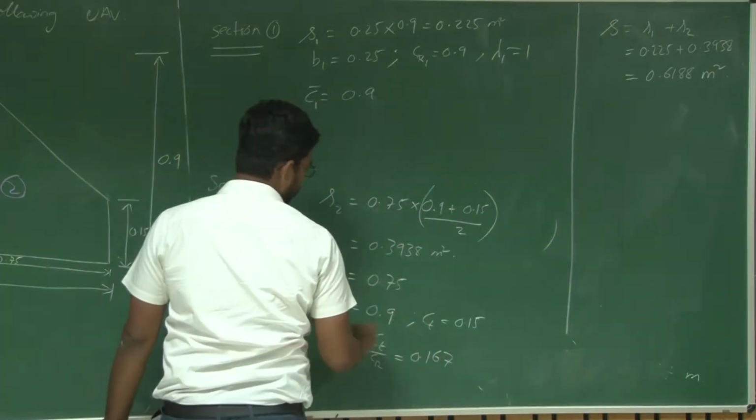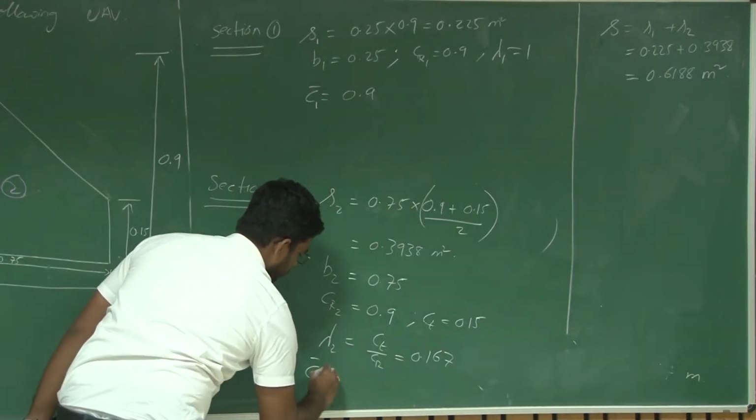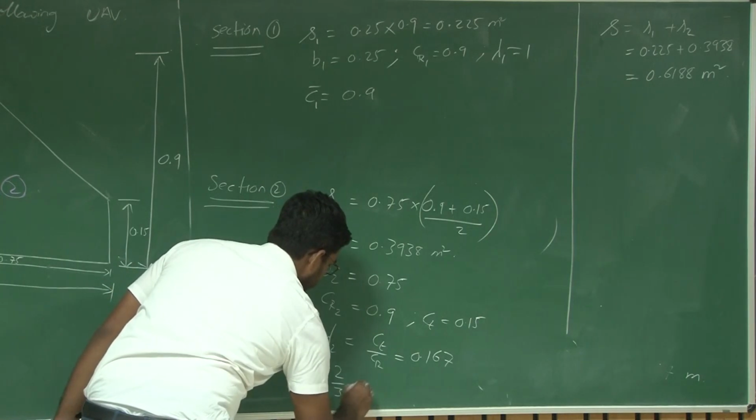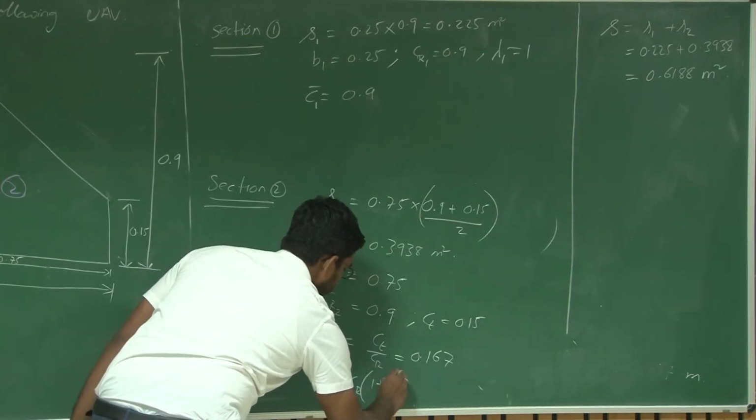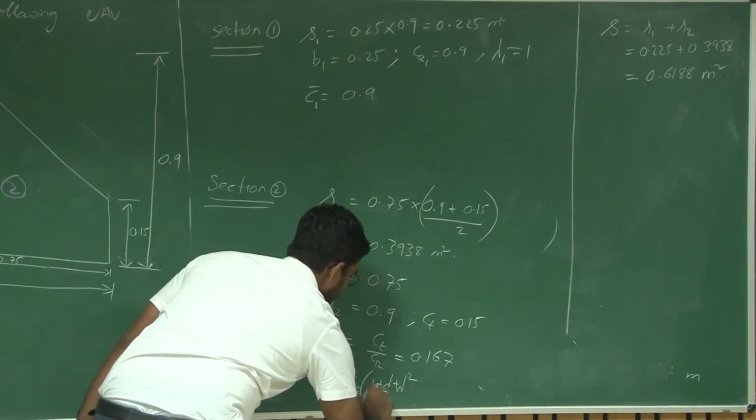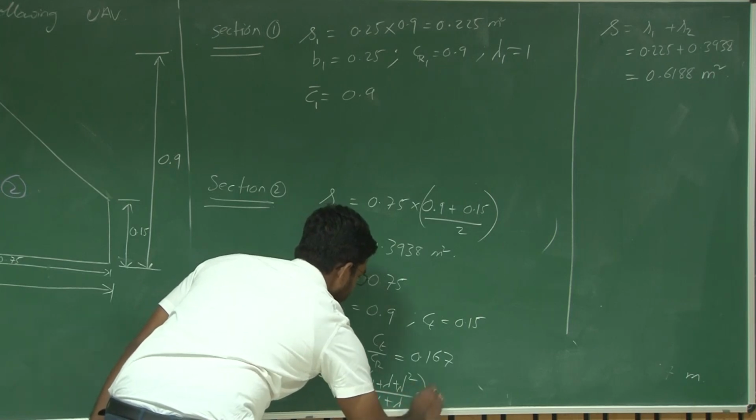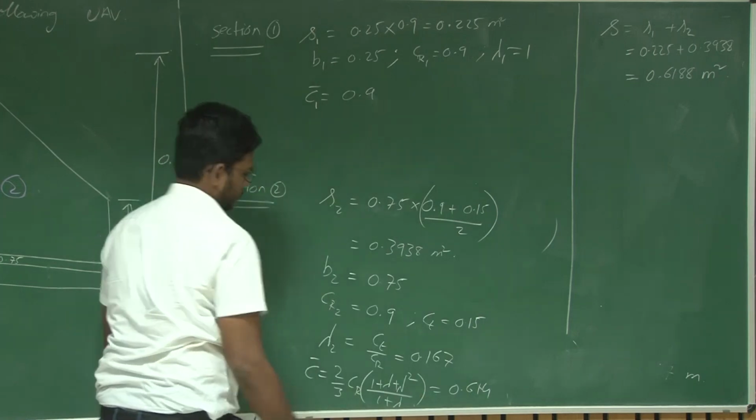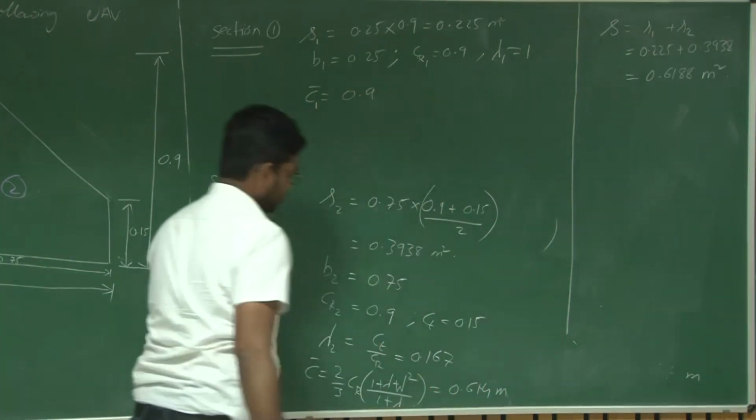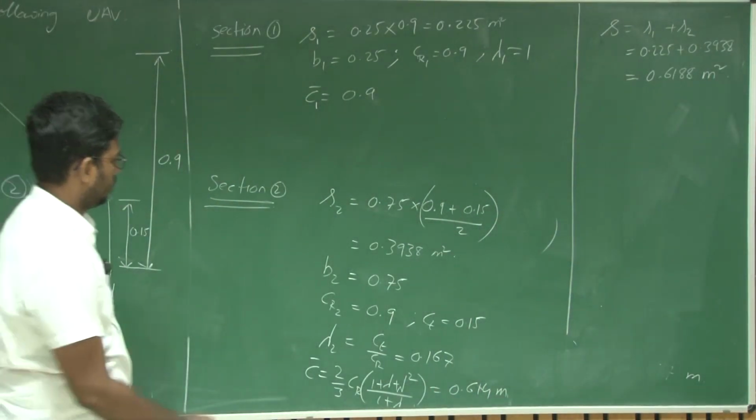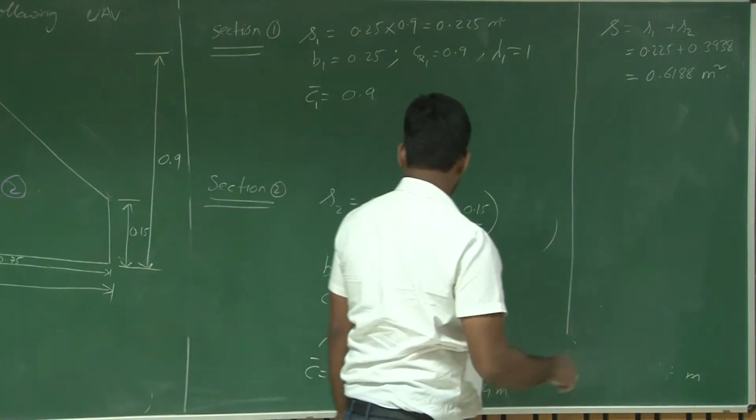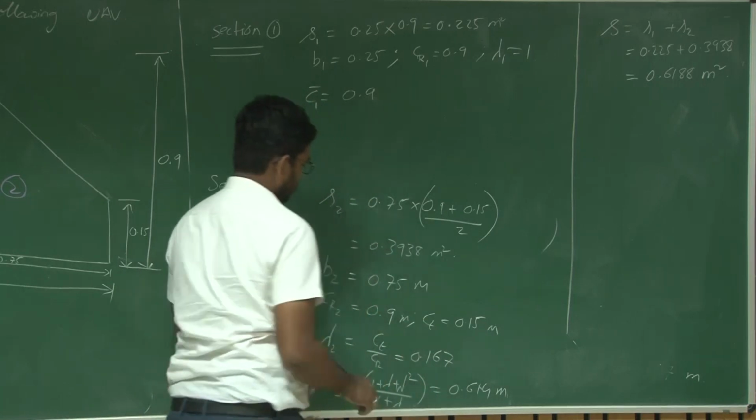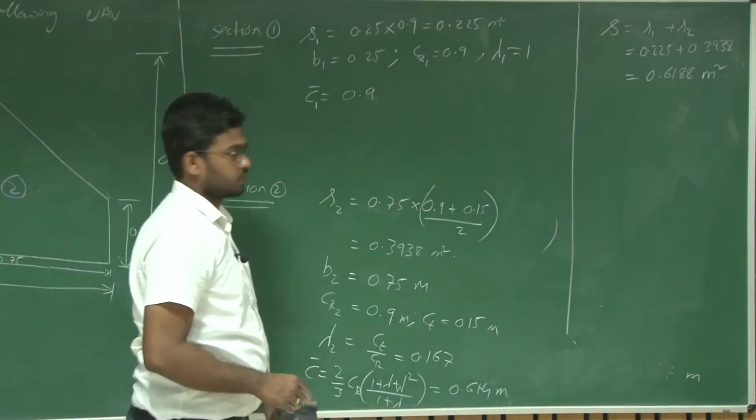C bar for this section 2? C bar is equal to 2/3 CR into 1 plus lambda square divided by 1 plus lambda, which is equal to 0.614 meters. Right? So all dimensions are in meters here. All the lengths are in meters.